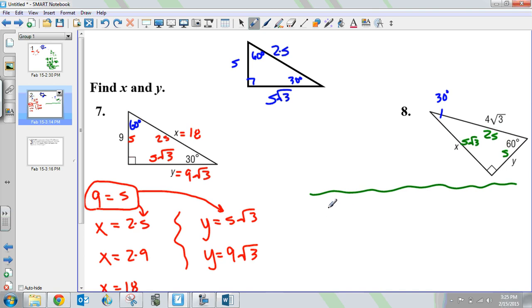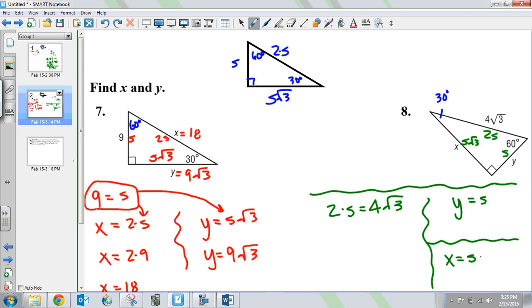Now, one thing that I know is that 2 times S is equal to 4 divided by the square root of 3. I also know that Y is simply equal to S. So if I find out what S is, I can figure out what Y is. And then I know that X is equal to S times the square root of 3.